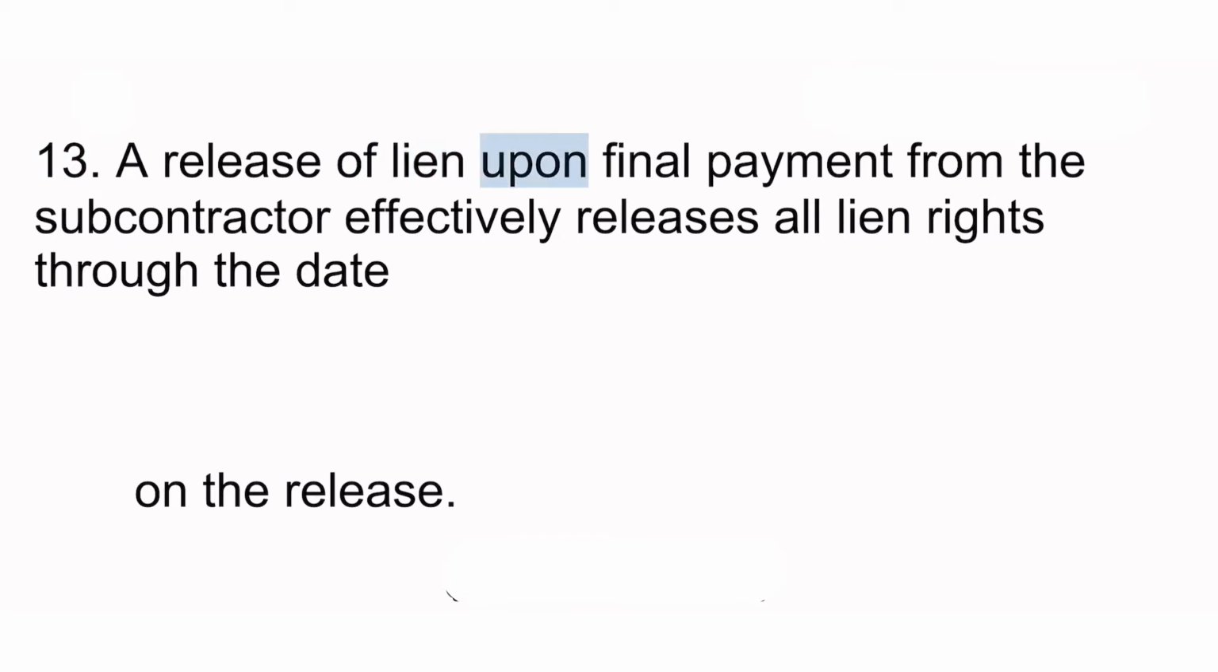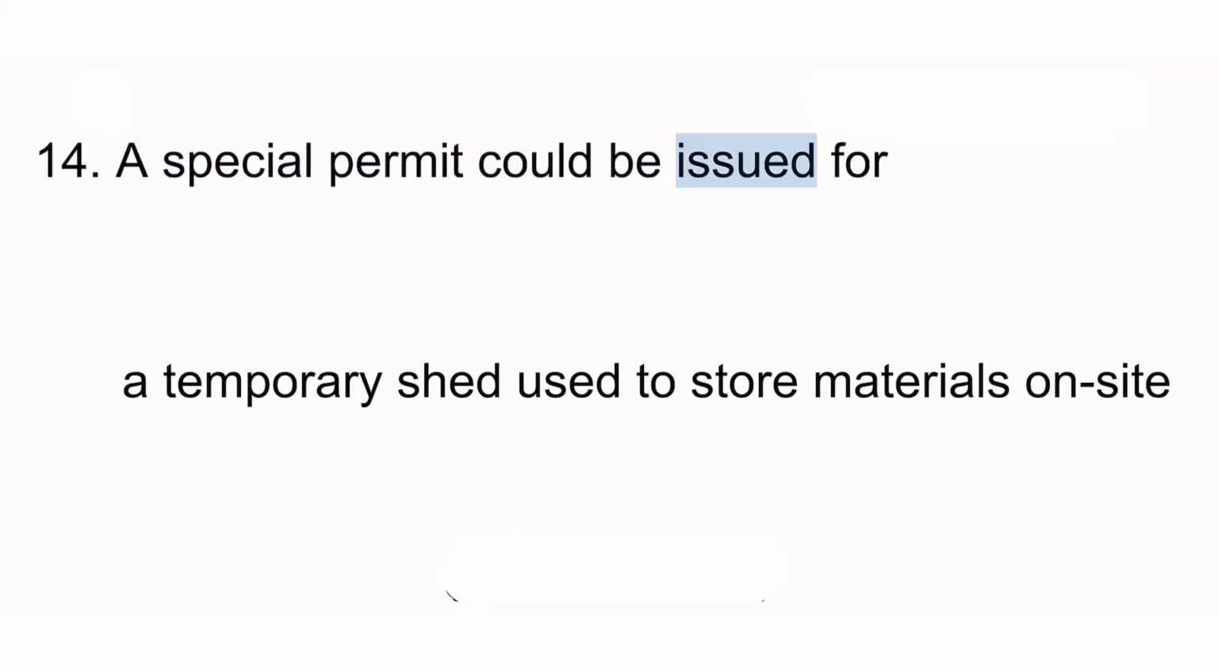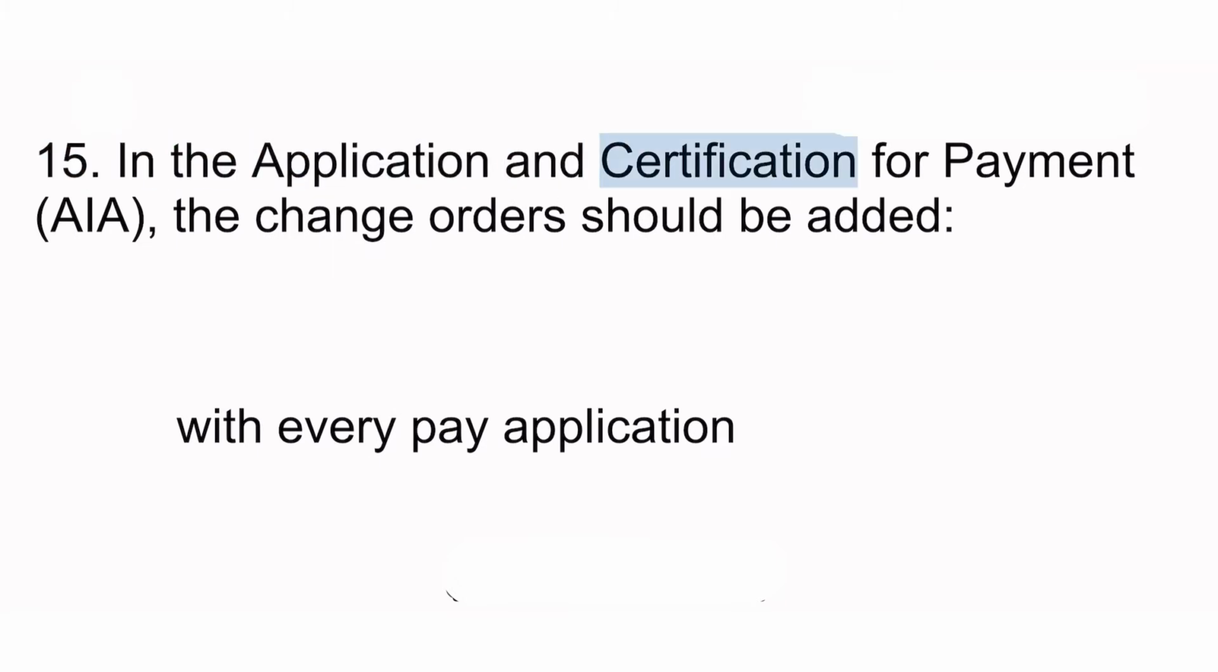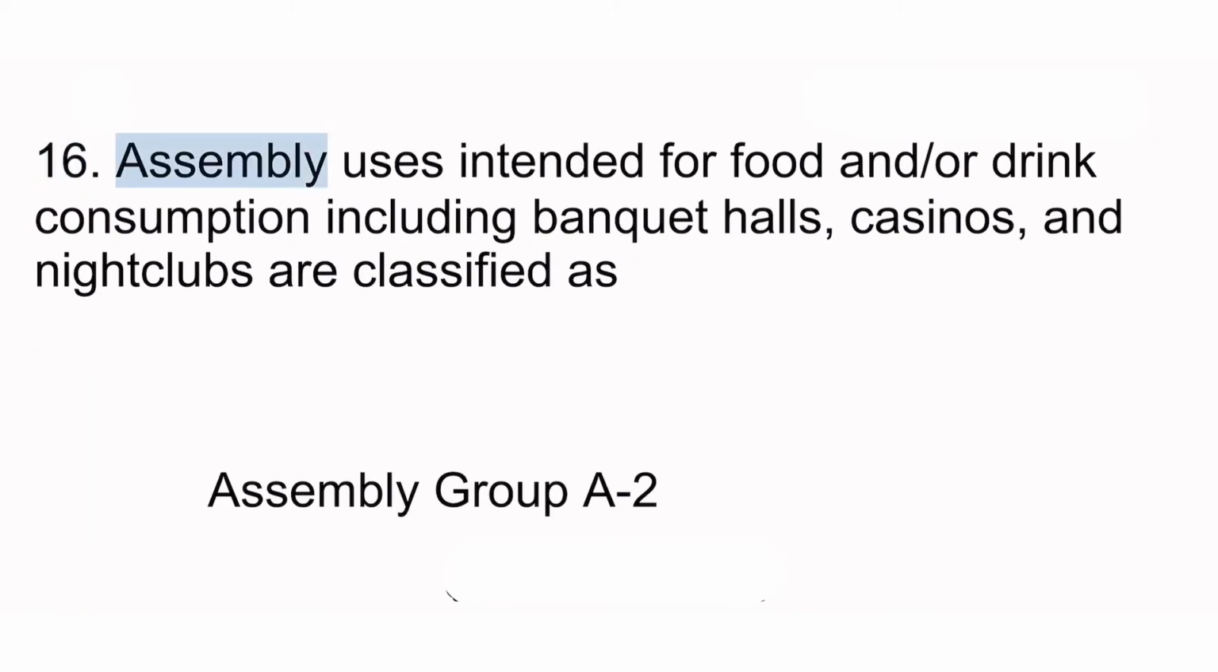13. A release of lien upon final payment from the subcontractor effectively releases all lien rights through the date on the release. 14. A special permit could be issued for a temporary shed used to store materials on site. 15. In the application and certification for payment, AIA, the change orders should be added with every pay application. 16. Assembly uses intended for food and/or drink consumption, including banquet halls, casinos, and nightclubs, are classified as Assembly Group A2.